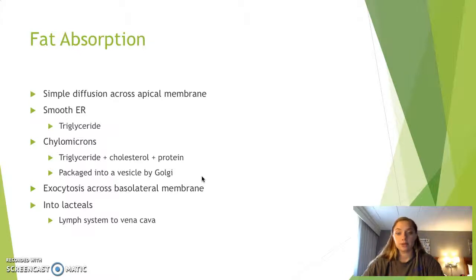Once out of the cell, the chylomicrons are absorbed into lacteals, and lacteals are part of the lymph system. And then once they're in the lymph system, that's how they get back to the blood system. They pass through the lymph system and enter the venous blood just before it flows into the right atrium, which is the vena cava.